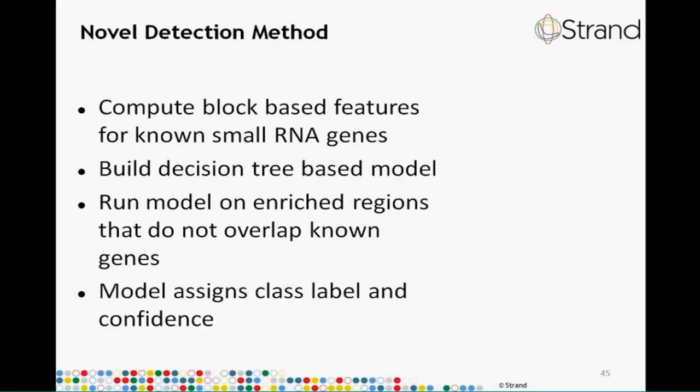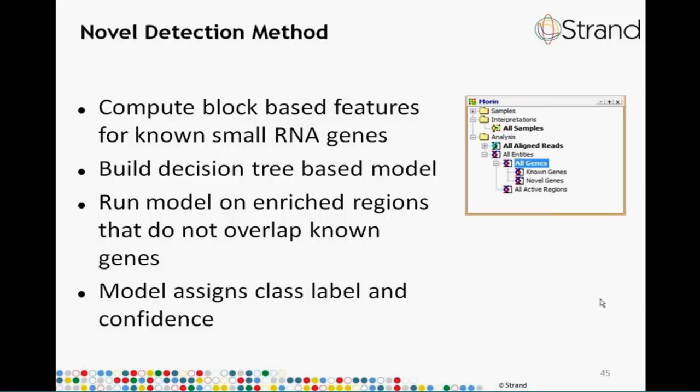So the novel detection method proceeds as such. We start off with the known small RNA genes. For each of the known small RNA genes, we look at the reads falling within the gene's boundary and we compute the block features for that particular known small RNA gene. So based on all these known parameters, we build a decision tree based model. We run the model on all the novel regions which do not overlap with any gene, and we assign a class label and confidence to the predictions.